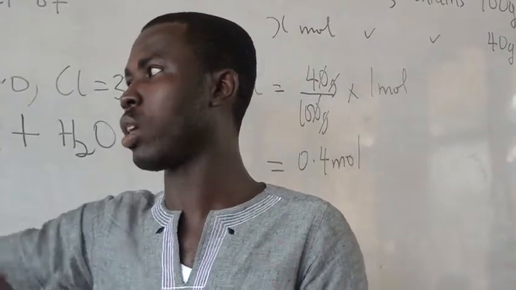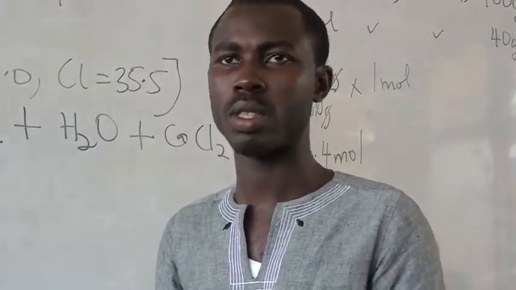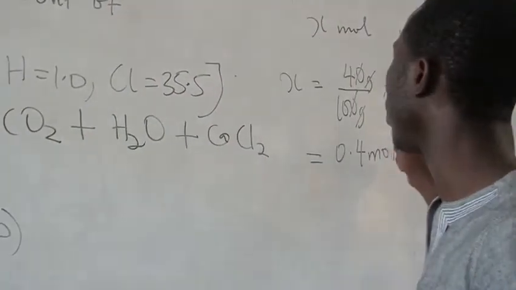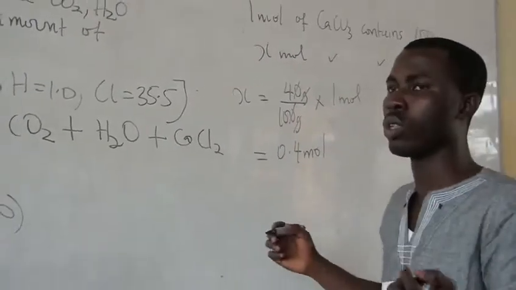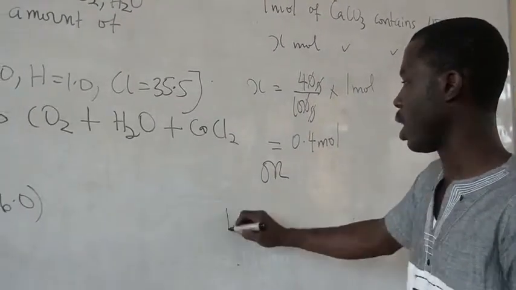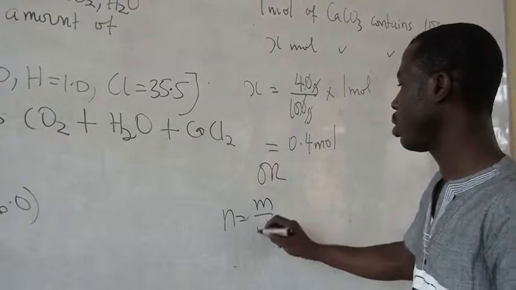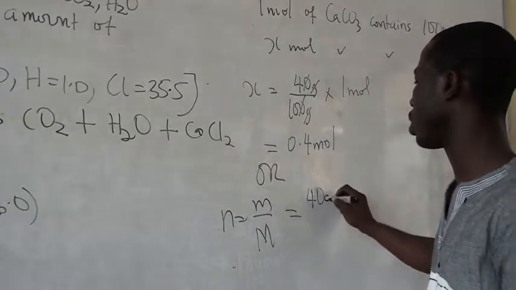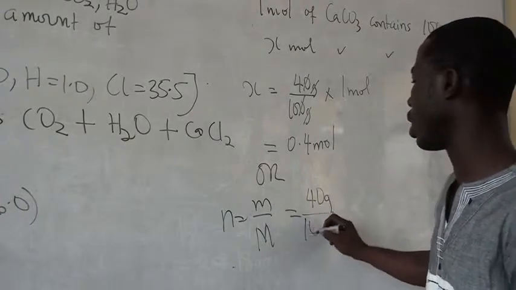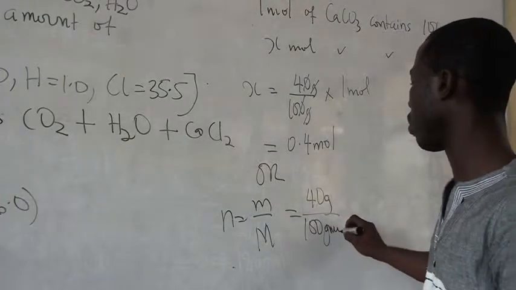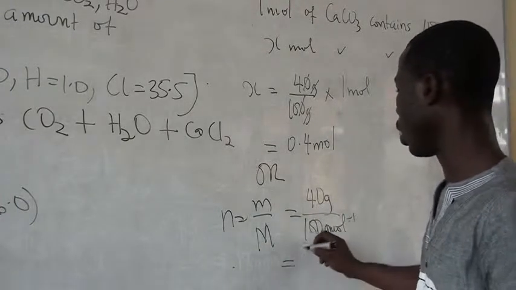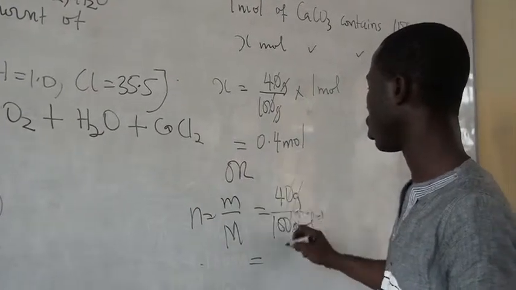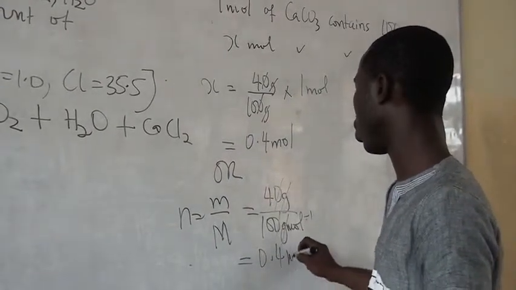And that is what reacted with the HCl. So now that we know the number of moles, in actual fact, if we use the other formula, N equals mass over molar mass. The mass was given to be 40 grams. The molar mass was given to be 100 grams per mole. And so you end up with 0.4 mole.